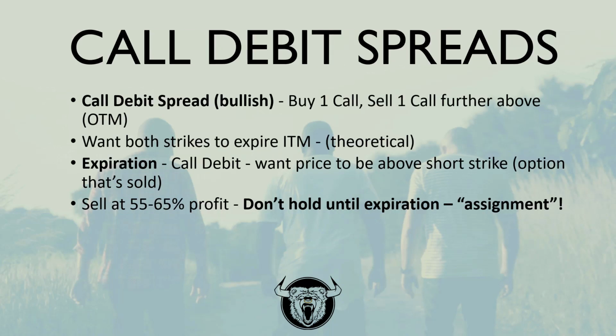So with a call debit spread, it is a bullish play. It is a directional play, and you're doing a combination of buying one call and then selling one call further above, out of the money. And you ideally want both strikes to expire in the money. Again, theoretically, with a call debit spread, you want price to be above the short strike, which is the option that you sell. However, to gain max profit, you'd want both contracts to be in the money. However, again, you're going to sell early at around 55 to 65% of profit. Don't hold until expiration because then you'll be assigned shares of the stock. Again, not super scary, but just don't do it unless you have to, right?